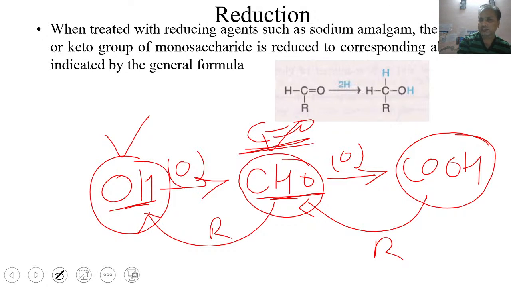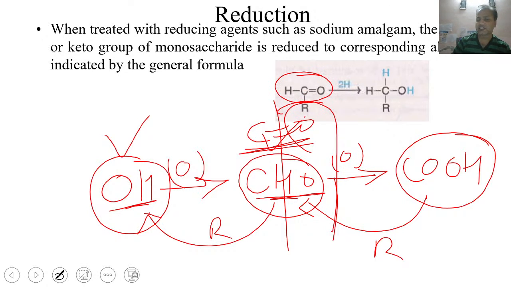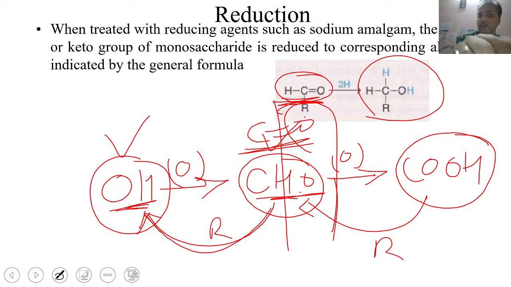That is shown here. This is glucose. We have not written the other carbons, carbon number 2, 3, 4, 5, 6; only the first carbon has been written. If you reduce this aldehyde group, the product will be the corresponding alcohol, here a primary alcohol. That is written there. When treated with a reducing agent, any reducing agent which will reduce your carbohydrate, the aldehyde or keto group of the monosaccharide is reduced to the corresponding alcohol, which is indicated here.